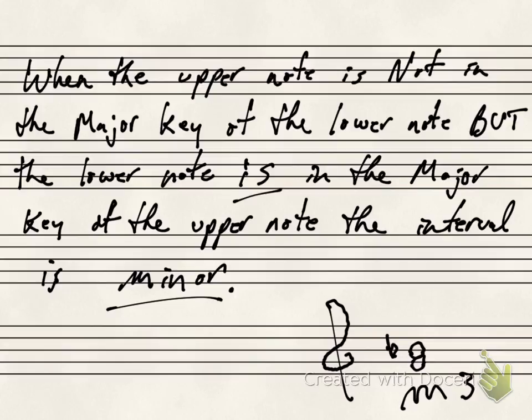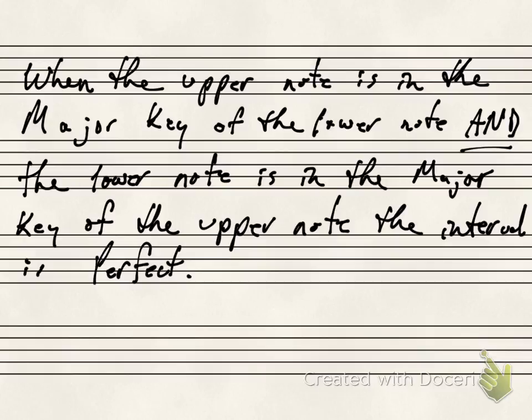Okay? Now, one of the coolest rules, the next rule, identifies perfect intervals. When the upper note is in the major key of the lower note and the lower note is in the major key of the upper note, we say the interval is perfect. Okay? They're in the key of each other, aren't they? Look at me. What could be more perfect than that? Right? It's perfect. Okay? So I'm going to give you an example. Notice I'm always picking examples to work.